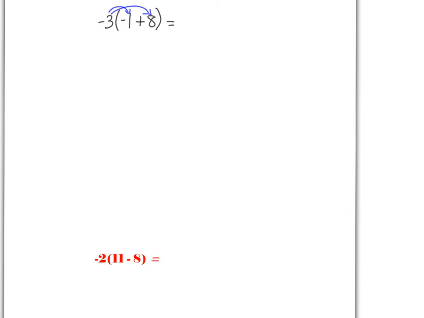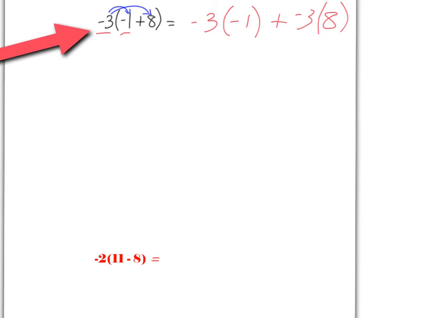So let's look at some other examples. Here we don't have the drawing, but we're still using the distributive property. We're first going to multiply what's outside the parentheses times the first term inside the parentheses, so negative 3 times negative 1, and then we're going to add that to the negative 3 again, multiplied by the 8. If I just asked you for the factored form, you would give me what you see here on the left-hand side, and if I asked you to change that into the expanded form, you would give me what you see on the right here.